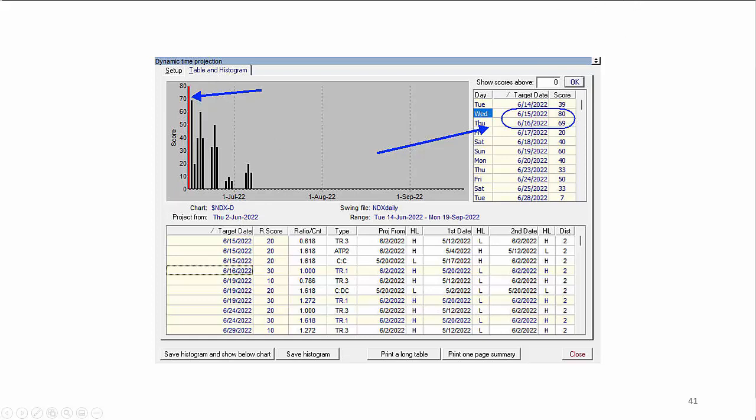Now when I ran the report, it showed standout timing here. Okay, the highest scoring dates. This is where it came in. This was June 15th, June 16th, okay? Highest scoring dates. So you know that we're going to look for a possible reversal into those dates. And then this next chart, it's probably my last chart.